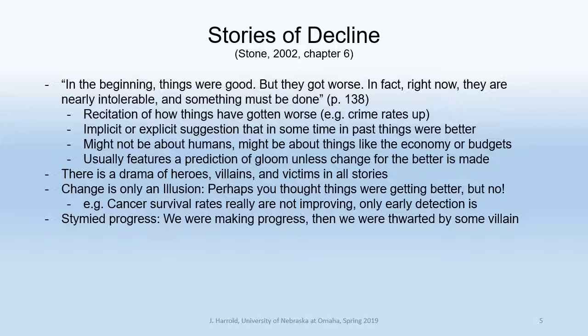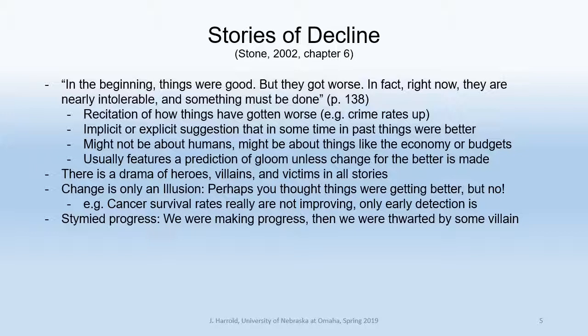So what's a story of decline? A story of decline is: in the beginning things were good, but they got worse, right? So in fact, right now they're nearly intolerable and something must be done. So what does this story do? Well, the story starts out with a recitation of how things have gotten worse, right? So for example, crime rates have gone up. And then there's an implicit or explicit suggestion that in some time past things were better. I can remember the good old days when nobody committed any crimes. That's absurd. But we could say that, in the good old days, neighbors watched out for neighbors. We could leave our doors unlocked at night and never worry about crime in our neighborhood.